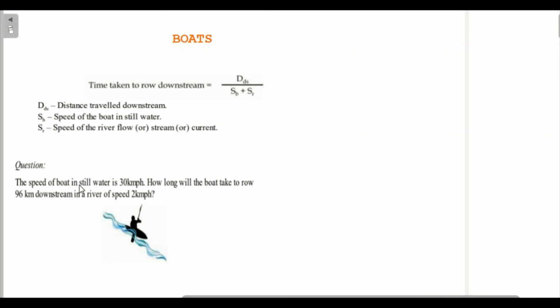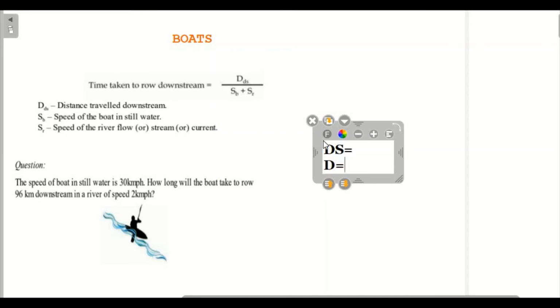So here we have the question. The speed of the boat in still water is 30 kilometers per hour. How long will the boat take to row 96 kilometers downstream in a river of speed 2 kilometers per hour? So we have to calculate the downstream value. For downstream, the formula will be distance traveled downstream. So how much distance has he traveled? Distance is 96 kilometers.